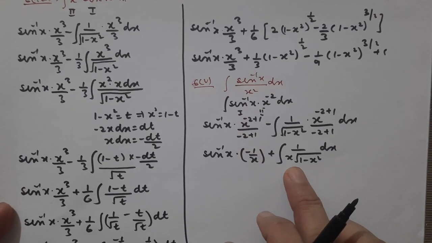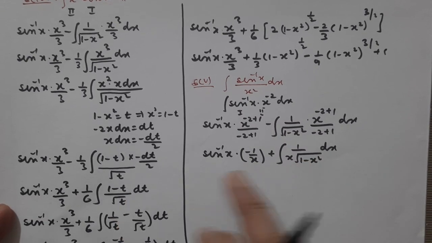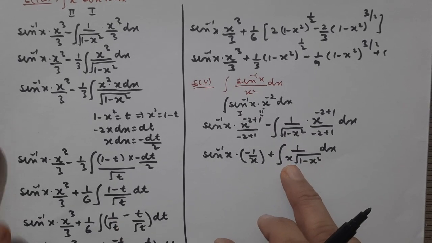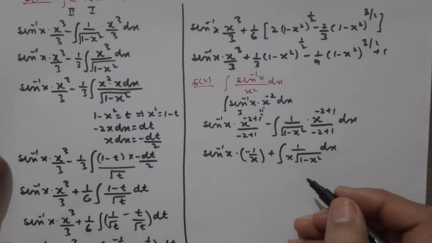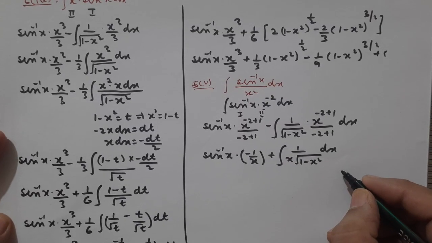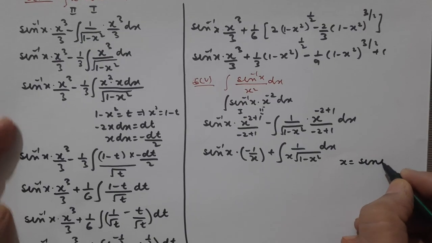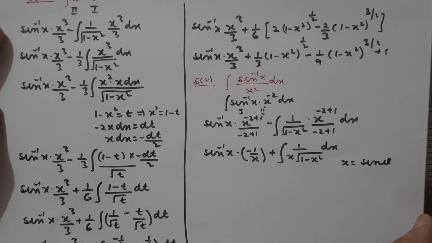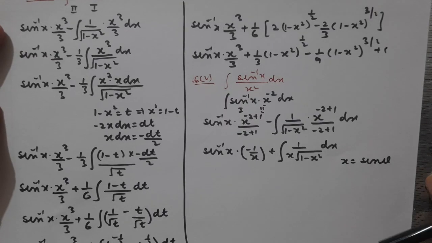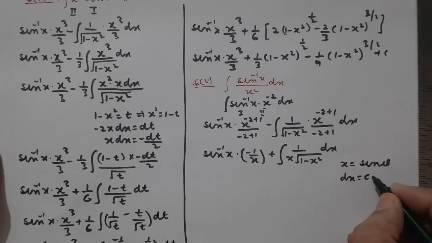Now let us see how to integrate this factor. Students, you can see here we are getting a different type of integral. So let us see how to integrate this type of integral. Students, it will be better if we put x equal to sine theta. So what do we get? We get dx equal to cos theta d theta.